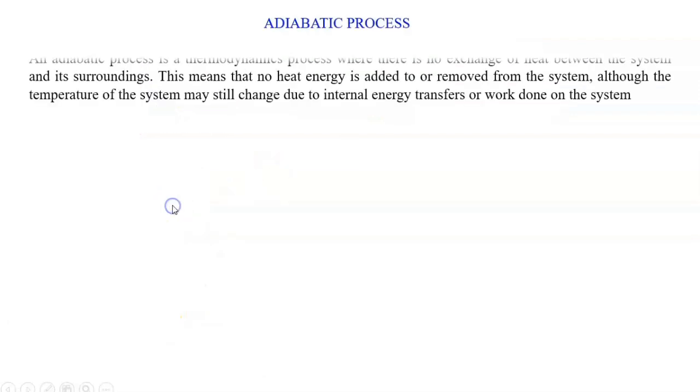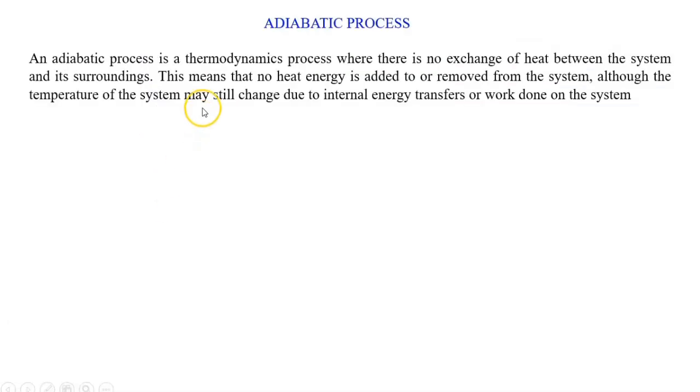Adiabatic process. An adiabatic process is a thermodynamic process where there is no exchange of heat between the system and its surroundings. This means that no heat energy is added to or removed from the system, although the temperature of the system may still change due to internal energy transfer or work done on the system.